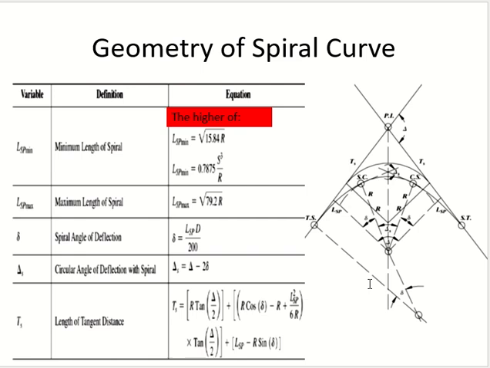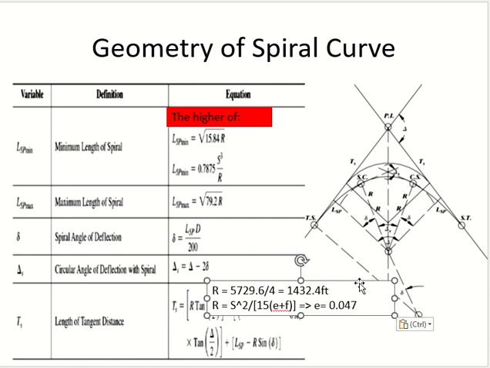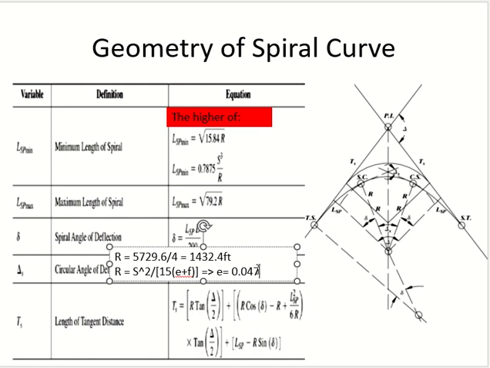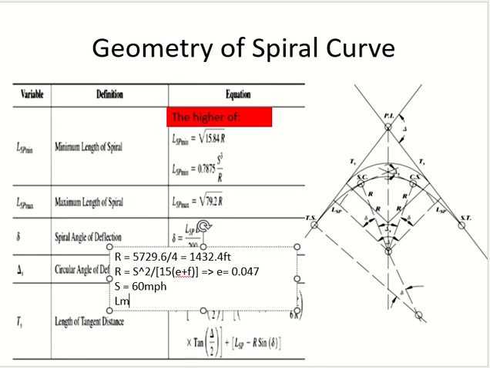Okay, now they are asking me to do the calculation for the spiral curve. I will start with the calculation of the length of the spiral curve. For length we have three equations, two for minimum and one for maximum. They give the minimum and maximum spiral curve length. You need radius and speed. Speed is 60, radius is given here. For maximum, 336.8.